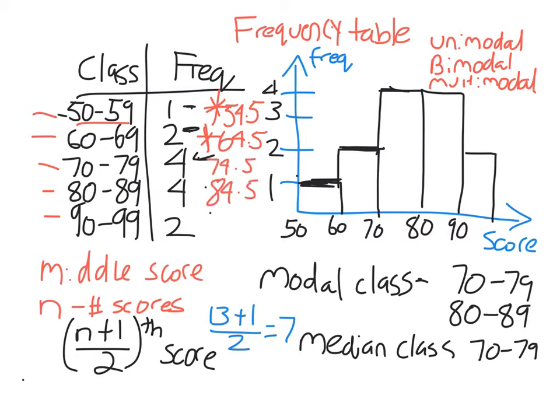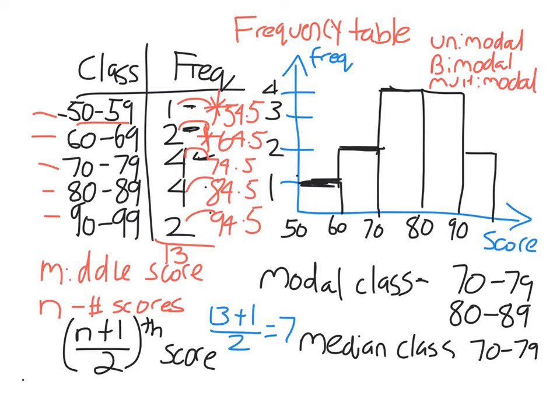Same way we do when we're figuring out the mean if we have raw data, we go 1 times that, plus 2 times that, plus 4 times that, plus 4 times that, plus 2 times that. We add them up, that's the sum of scores, and then we divide by how many there are. So here there were 13 scores. So go 1 times 54.5 plus 2 times 64.5 and so on, get our answer, divide by 13. And that is an estimate of the mean, not the actual mean.